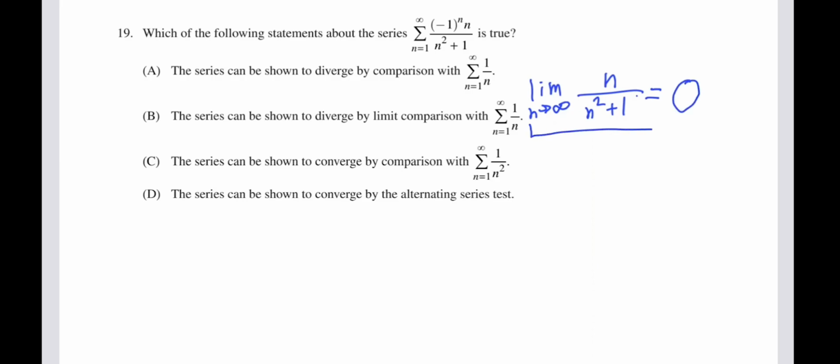Since this condition is satisfied, and the series is decreasing, and every term is positive, this can be shown to be convergent by using the alternating series test, which is D. So 19 would be D.